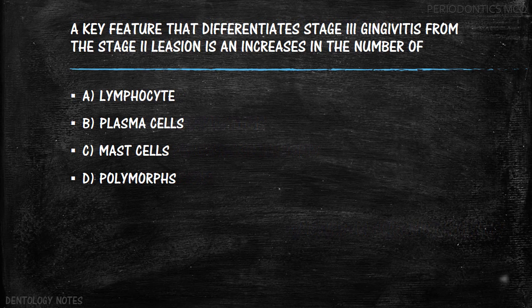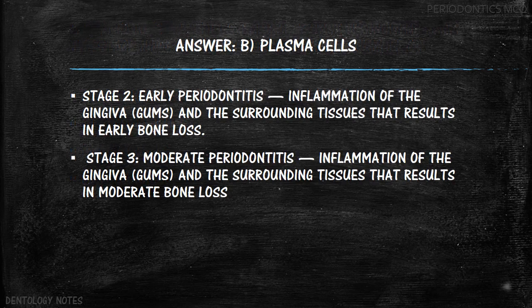A key feature that differentiates stage 3 gingivitis from the stage 2 lesion is an increase in the number of: A. Lymphocytes. B. Plasma cells. C. Mast cells. D. Polymorphs. Answer: B. Plasma cells. Stage 2, early periodontitis, is inflammation of the gingiva, gums, and the surrounding tissues that results in early bone loss. Stage 3, moderate periodontitis, results in moderate bone loss.